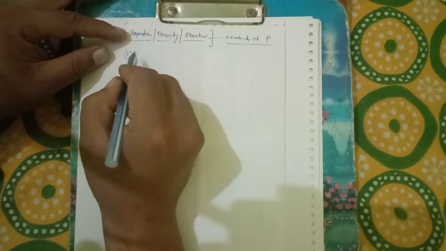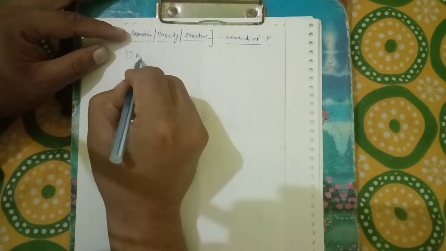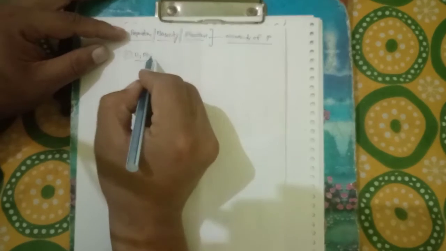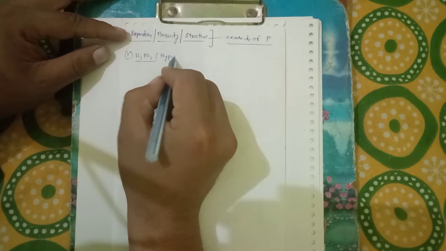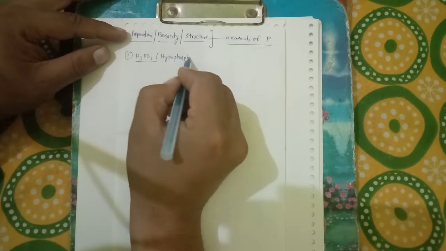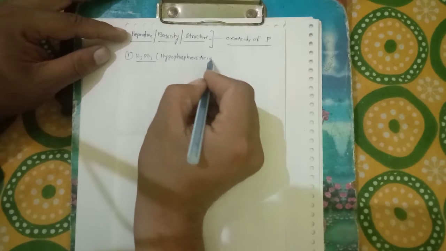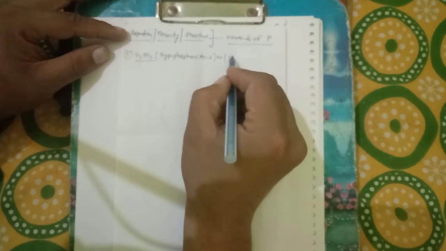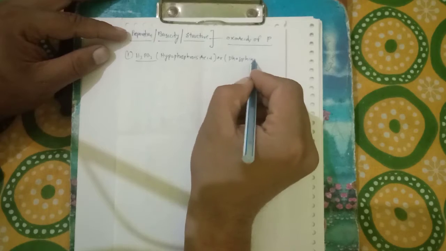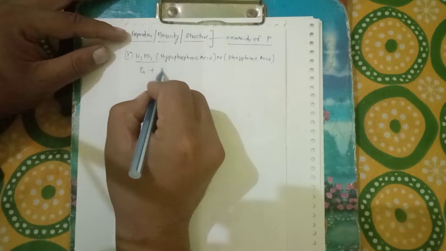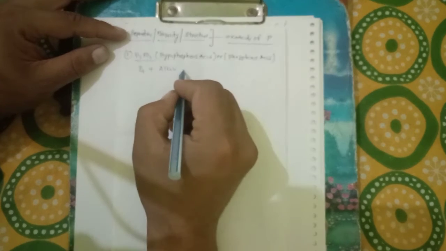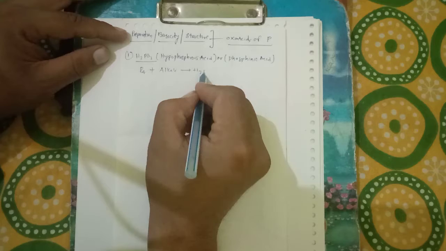Let us take the first one, that is H3PO2. It is called hypophosphorus acid or phosphonic acid. When you talk about its preparation, here we are taking white phosphorus. When white phosphorus is taken with any alkali, it forms H3PO2.